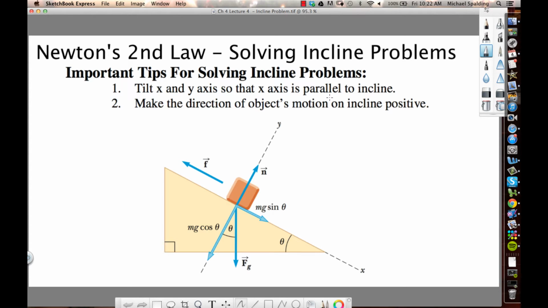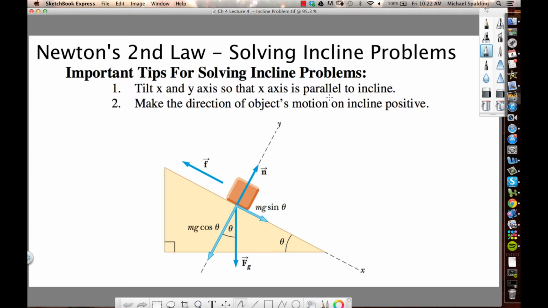So, all right, we're talking about objects on an incline. The good news here, how are you going to solve these problems? Step 1, free body diagram. Step 2, sum the forces. Step 3, work the algebra from the summing of the forces.